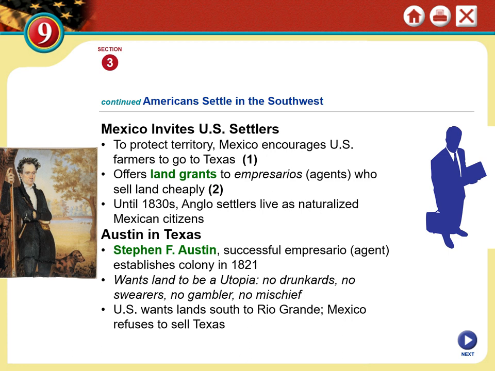We saw what happened when the Miami Confederacy said no. We saw what happened when Tecumseh and the Shawnee said no. We saw what happened when the Cherokee said no. We saw what happened when the Blackhawks said no. If the United States is denied the right to expand and take, then we will steal and kill. At least that's what history has shown.